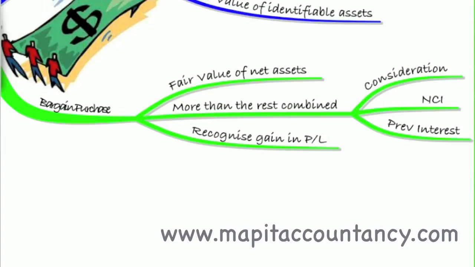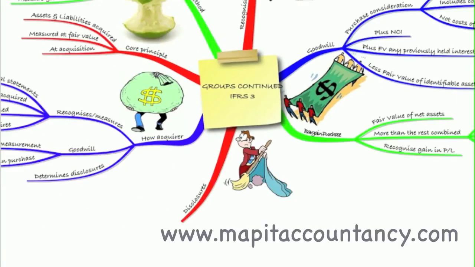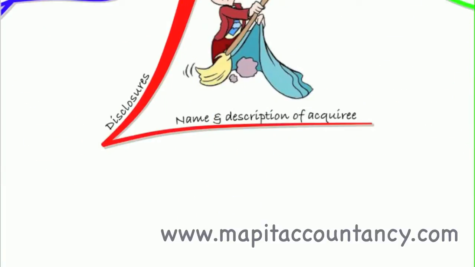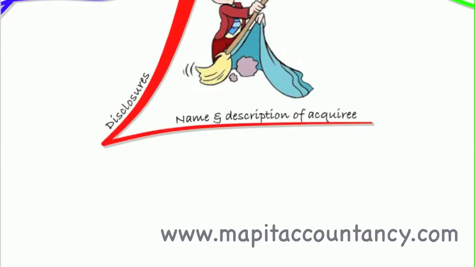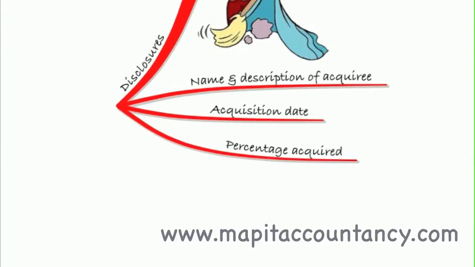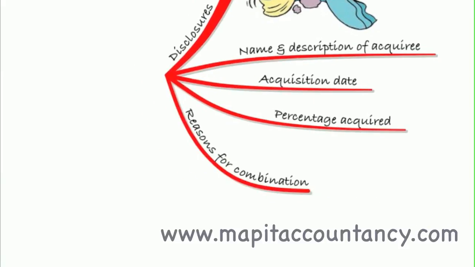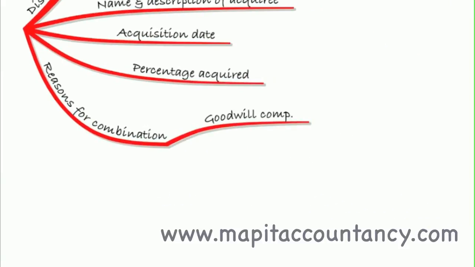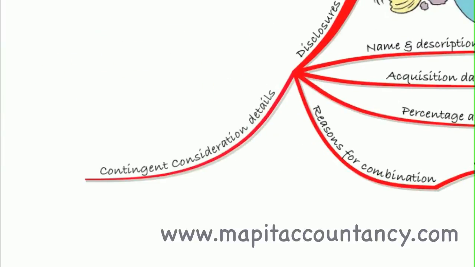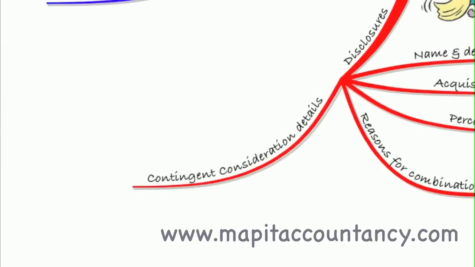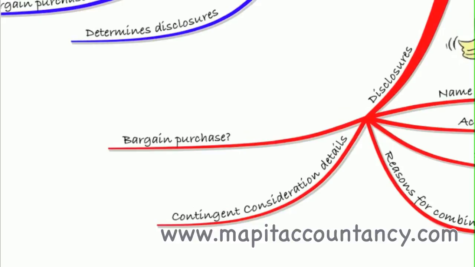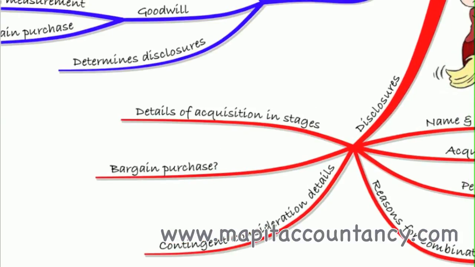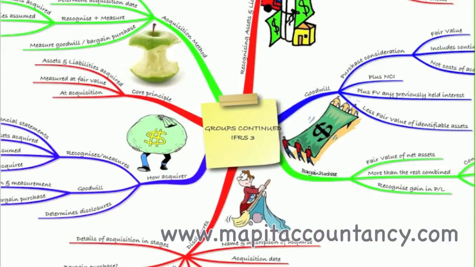When it comes to IFRS 3, the disclosure requirements are the name and description of the acquiree, the acquisition date, the percentage we acquired, the reasons for the combination and the goodwill computation, so we need to show those. Also any contingent consideration details, if we had a bargain purchase, and the details of the acquisition if it's been in stages. So that is our summary, our recap of IFRS 3.